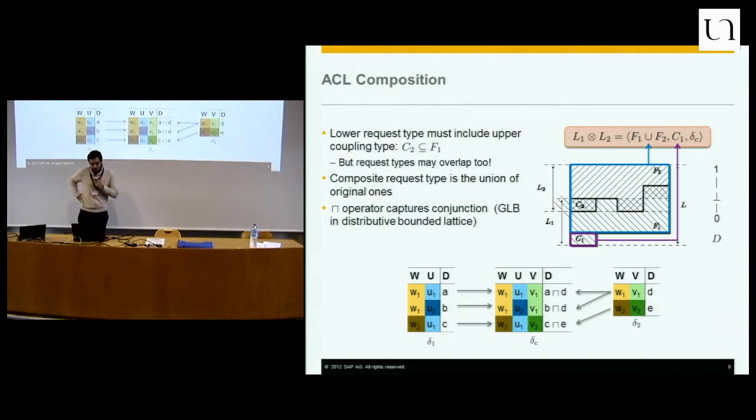So we need to define a kind of algebraic structure for these decisions in order to be able to compose them when two requests, or two tuples, let's say, in the original tables match. And we took this distributive bounded lattice as an algebra for decisions. And you see depicted on the right there the corresponding Hasse diagram.